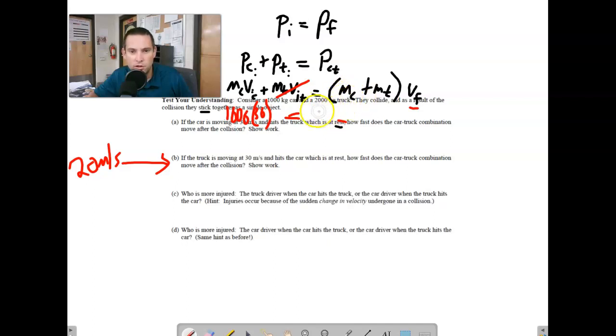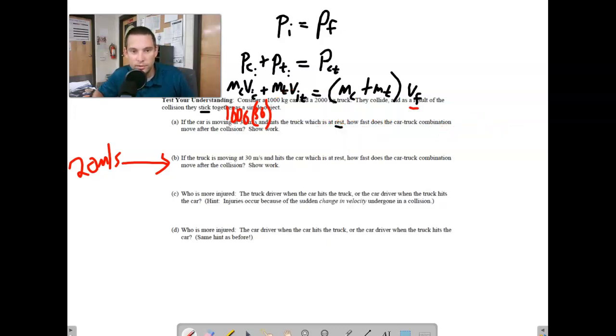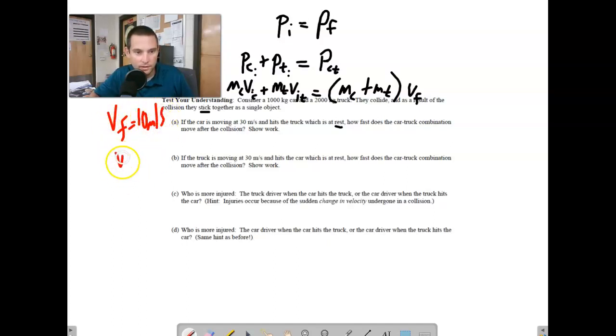So we have the mass of the car and truck, which we said is 3,000, and we're looking for the final speed. Again, we divide out 3,000. This is 30,000, so our final velocity here is 10 meters per second. That's 10 meters per second for part A and 20 meters per second for part B. Which one of those is more deadly, if the car's moving or if the truck's moving? VF equals 10 meters per second, VF equals 20 meters per second.